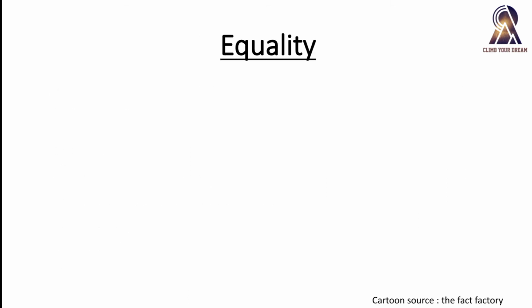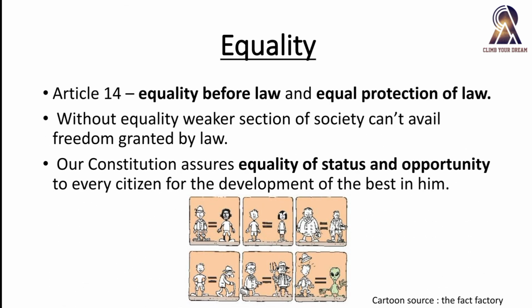And one of the important aspirations mentioned in the preamble is equality. Article 14 of our constitution talks about equality before law and equal protection of law. We will know about all these fundamental rights in our coming videos. As of now, let us know that equality before law means everyone is equal in front of the law, be it a rich or poor, a man or woman, old or young. We all are equal before law, and equal protection of law means equals should be treated equally and unequals should be treated unequally.